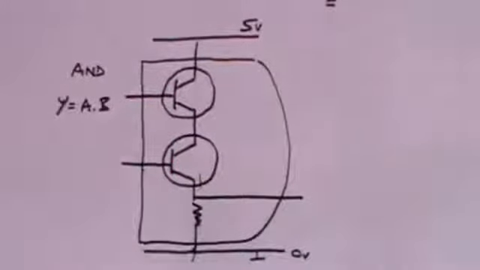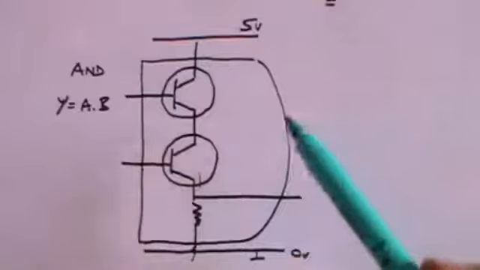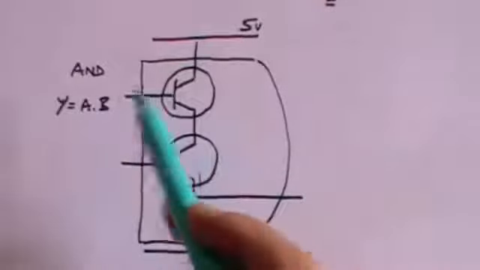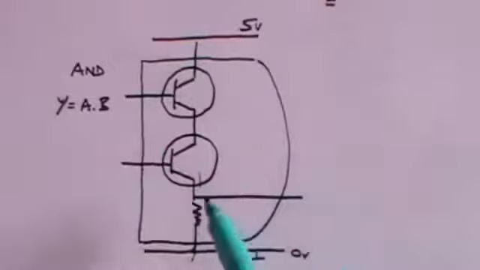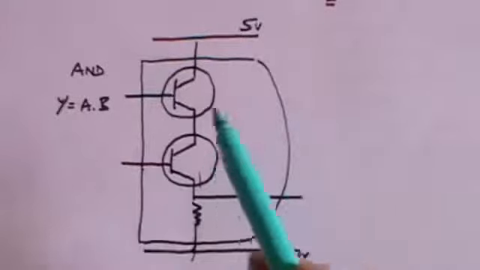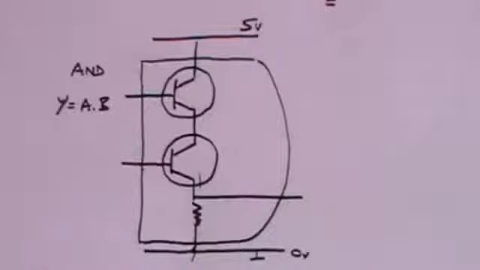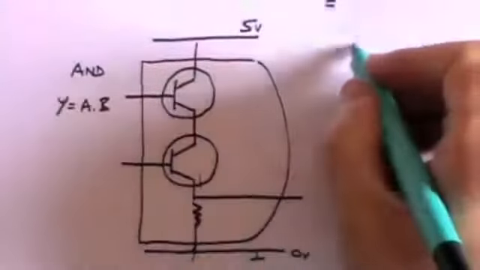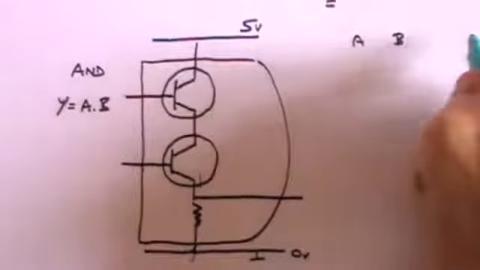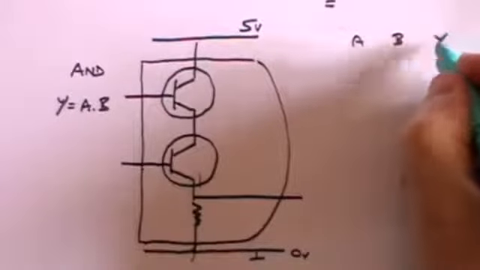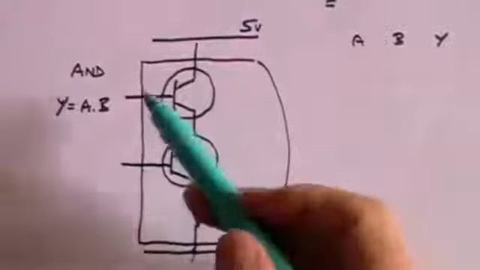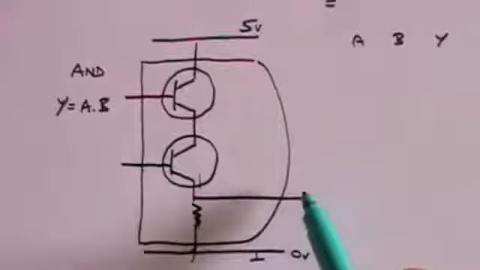So when we draw the AND gate in this form, what we're actually saying is that here are the two inputs, here is the output, and these two transistors and resistance are what's contained within. So once again we can draw our truth table for our inputs and our output. Our inputs are A and B and our output Y.